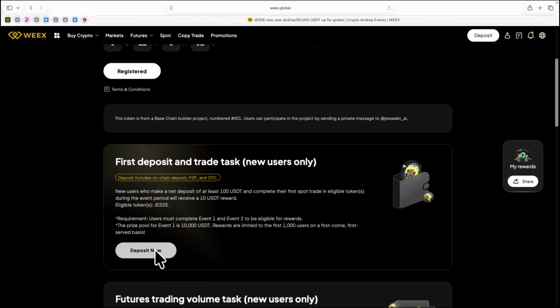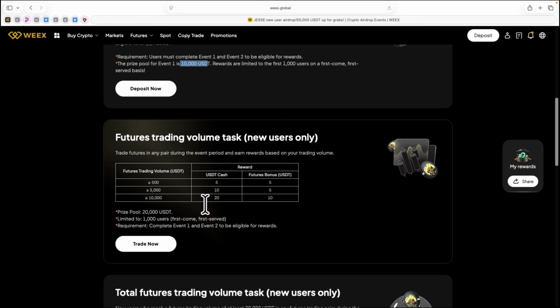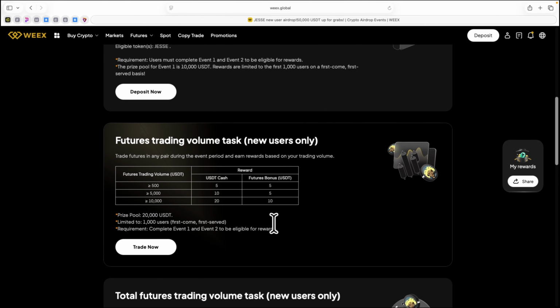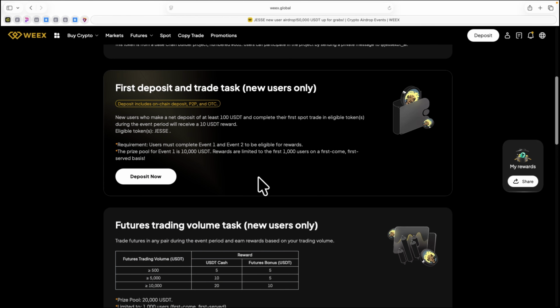So if you can complete just this first one, you can get $10,000. You can see they're showing $10,000 for this first category. If you can complete this second one too, they are showing $20,000. And if you can complete this third one, they're also showing $20,000. So if you complete the 3 tasks, you can get $50,000 for yourself. The more tasks you complete, the more airdrops you'll be able to make for yourself. So it's as simple as that.